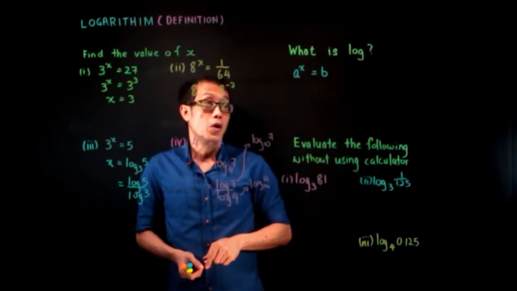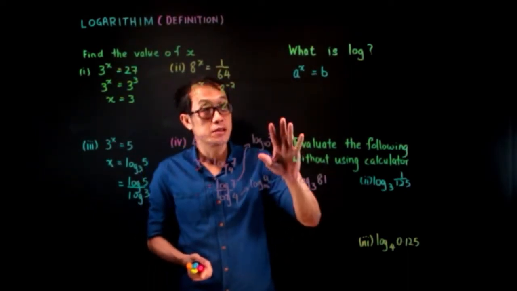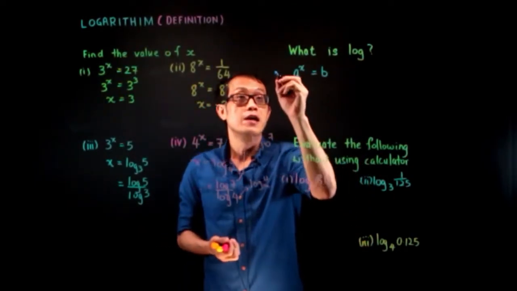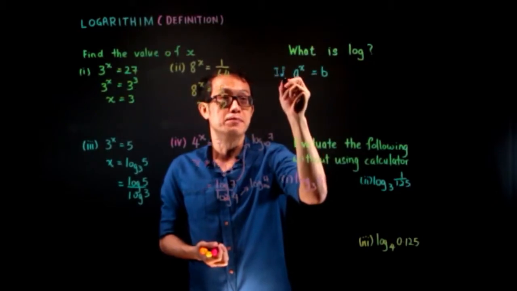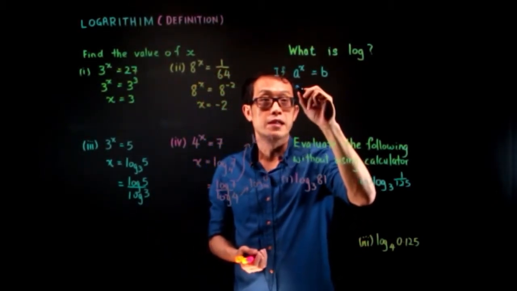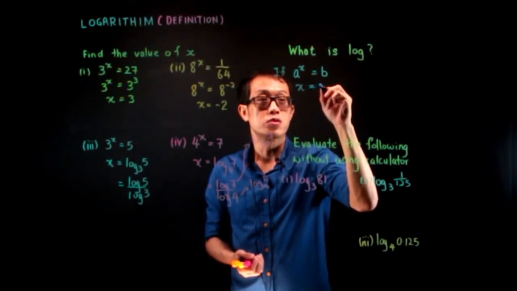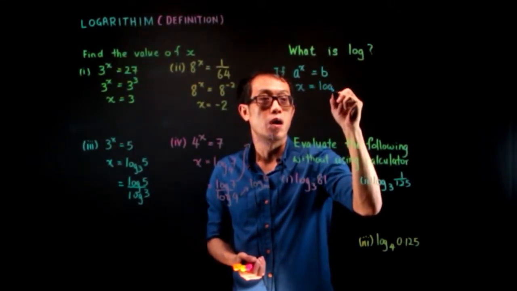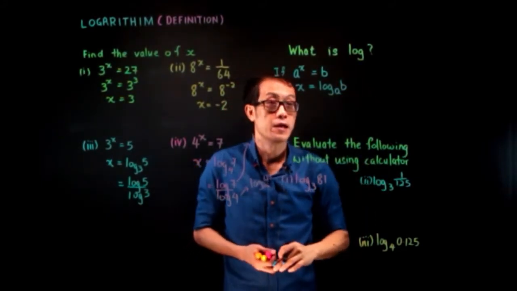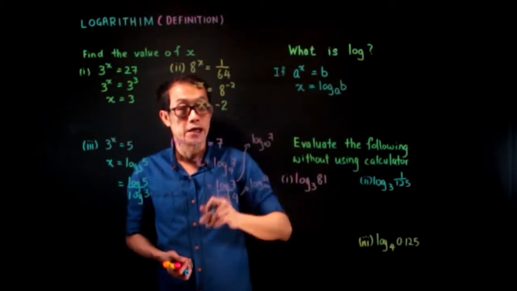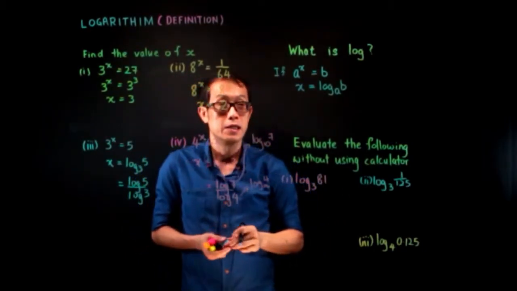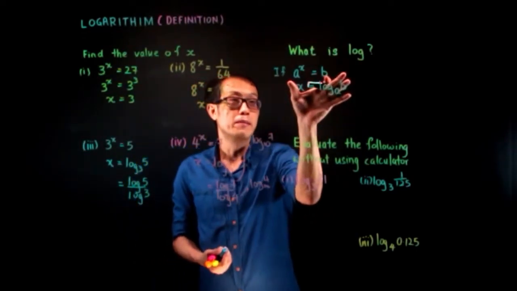Now, so what is log? The definition of log is as such: if a to the power x is b, then x will be equal to log b to base a. Alright, log b to base a. And then you can use the log function in the calculator. Now, how to remember this?